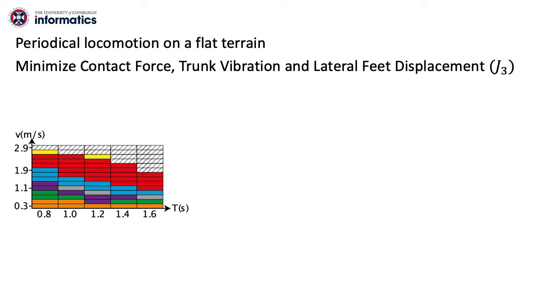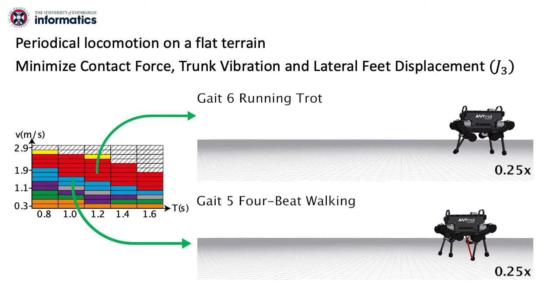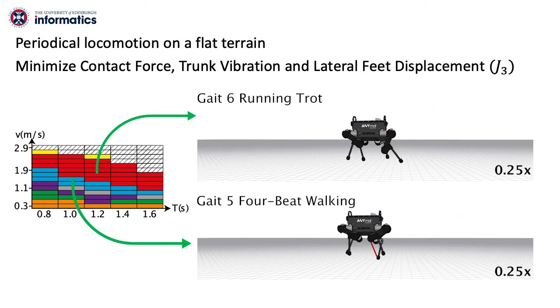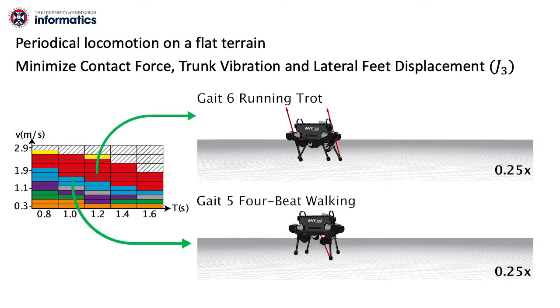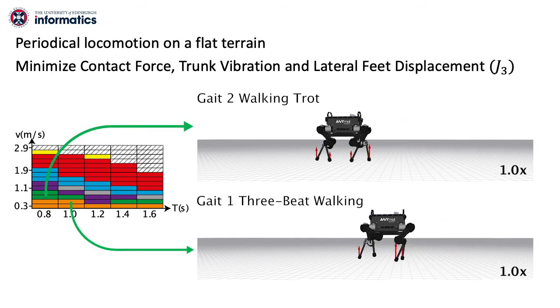Next, we demonstrate a couple of motions for the 3D case. Gait 6, running trot, and Gait 5, 4-beat walking. Gait 2, walking trot, and Gait 1, 3-beat walking.